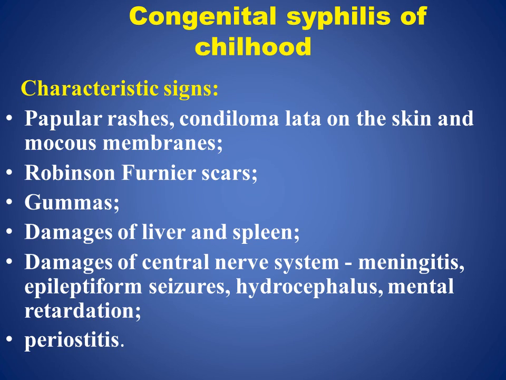Congenital syphilis of childhood. Characteristic signs: papular rash, condyloma lata on the skin and mucous membranes, Robinson-Fournier scar, gumma, damage of liver and spleen, damage of the central nervous system, meningitis, epileptiform seizures, hydrocephalus, mental retardation, periosteitis.